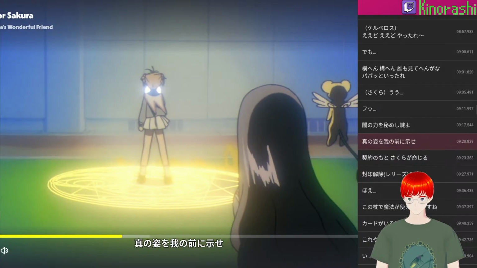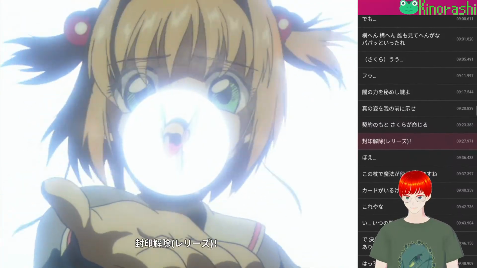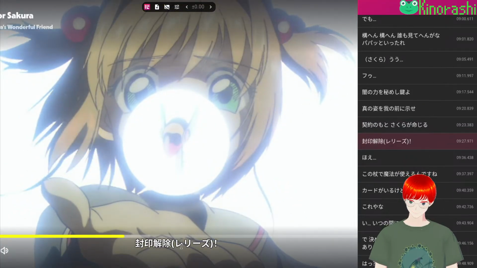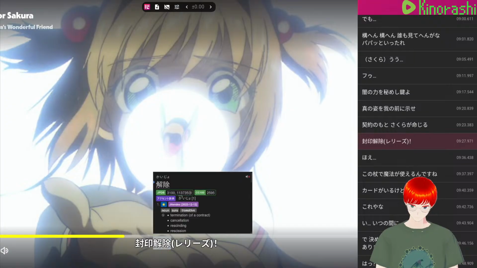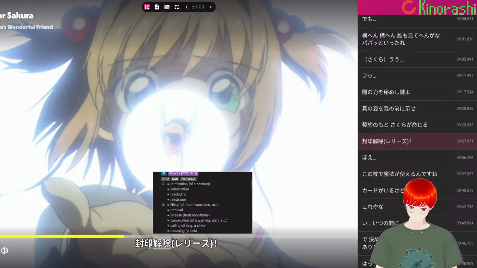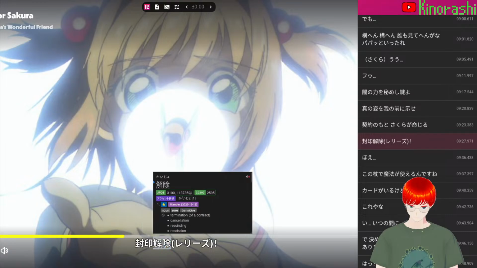Ready, release. And this is an English borrowed word, of course, and this is some kanji of what the English word is supposed to be, basically. Fuin. Kaijo. So seal, rescinding, or canceling. In other words, you're releasing a seal. So seal canceling. Fuin. Kaijo.